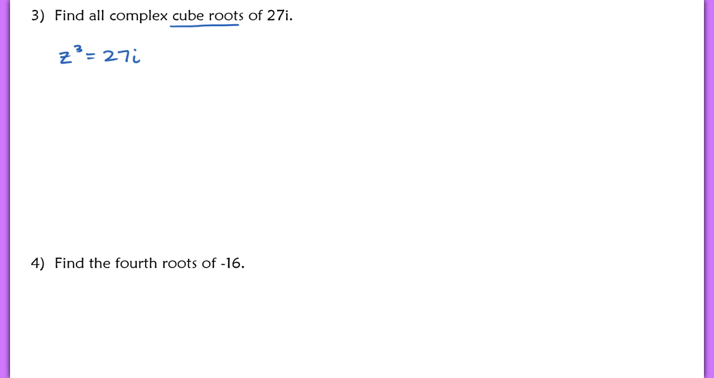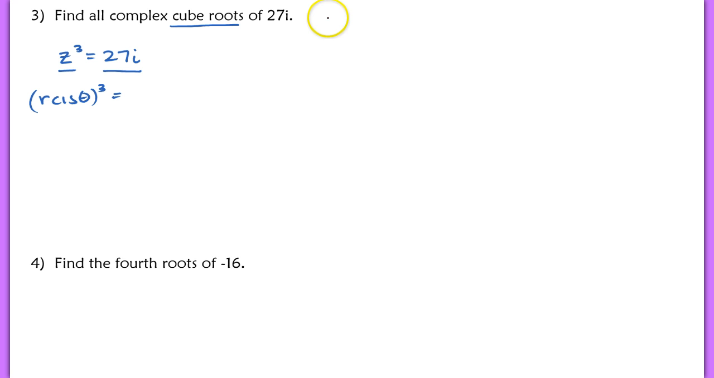In order to apply DeMoivre's theorem here, I have to be able to rewrite both sides of this equation in polar form. So I'm going to rewrite z, this is some complex number, as r cis theta cubed. Okay, so that represents z cubed. Now on the right-hand side, this is right now a complex number, but it's written in rectangular form, so I have to work on changing that from rectangular form to polar form.